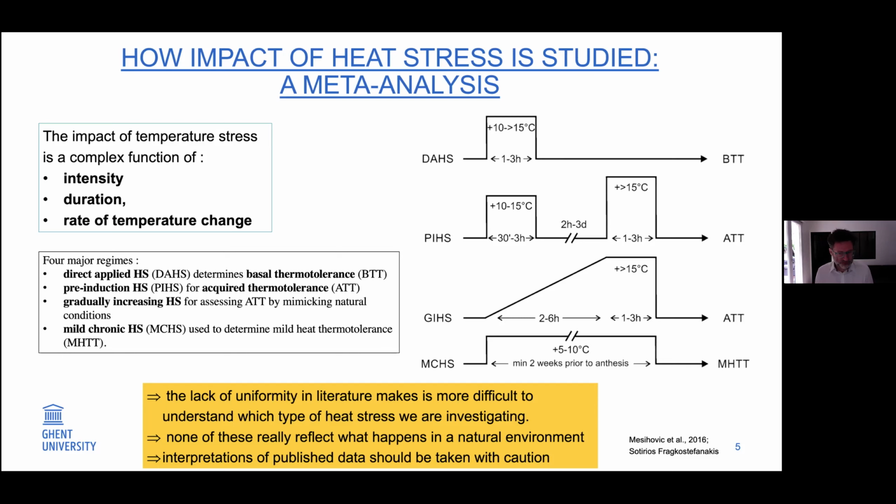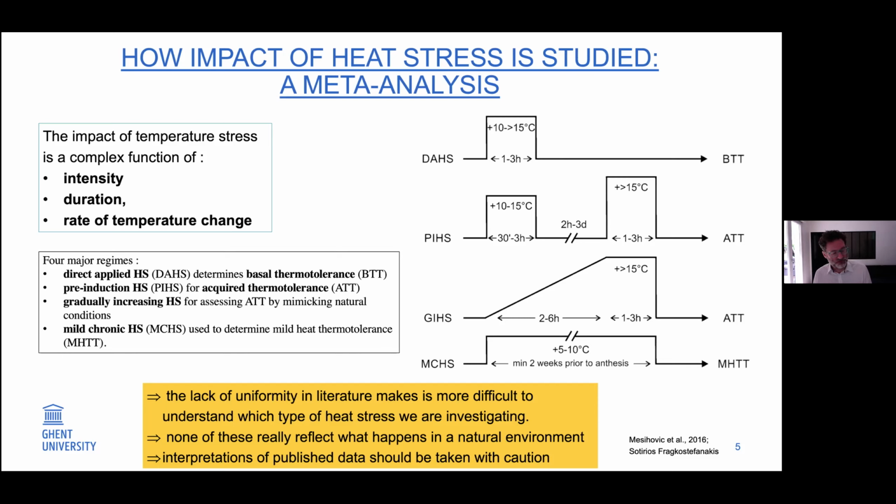More recently, we're paying much more attention to the gradual rise of temperature. And this has everything to do with the more natural conditions that we expect to occur upon climate change, that in the morning temperature may be low or reasonable, but as the sun rises, temperature increases, and this is a gradual process, obviously. So gradually increasing the heat stress is another regime that is being applied, and that would then try to mimic natural conditions. And that will also test the acquired thermotolerance.